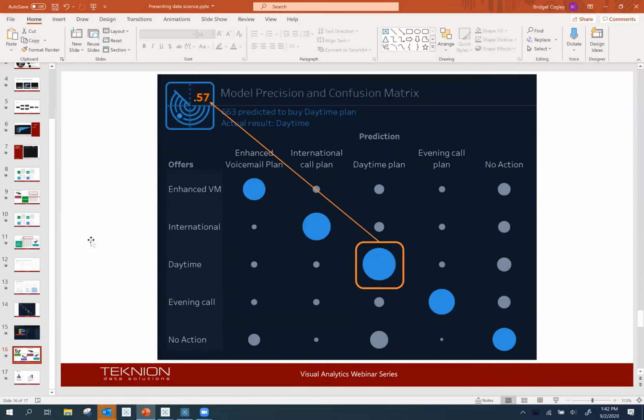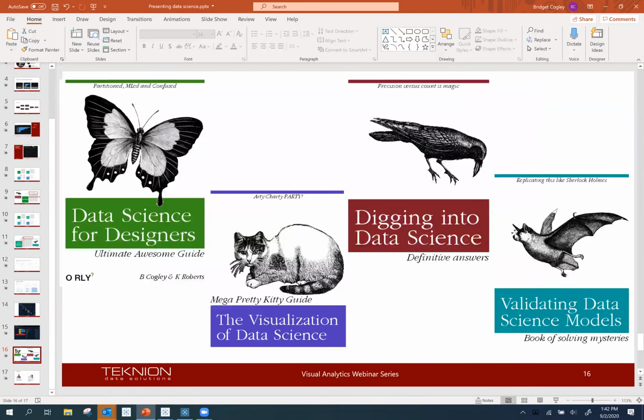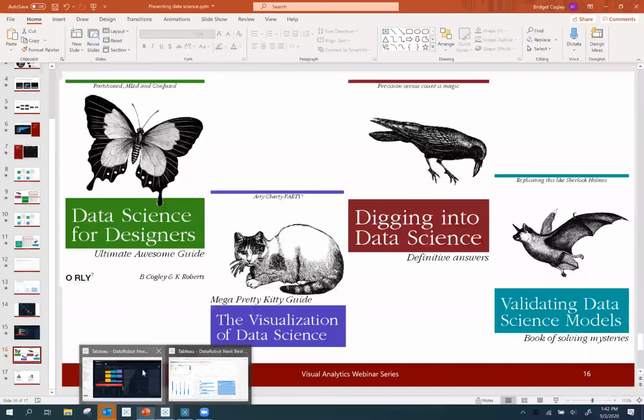So I joke that we've written all these books now on doing data science, and so it's, here, awesome guide here, but digging into data science, I definitely felt like the bird, digging for each little seed and then validating. It's like, hey, flying in the dark, but that definitely got us somewhere really compelling.